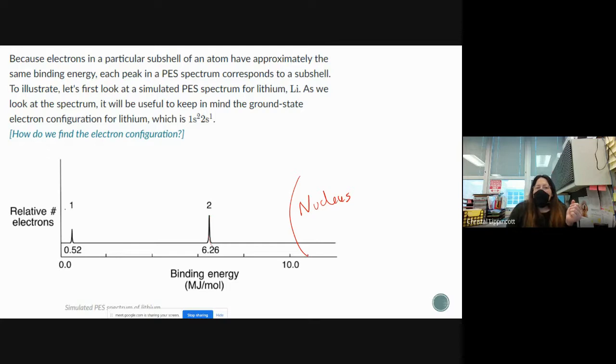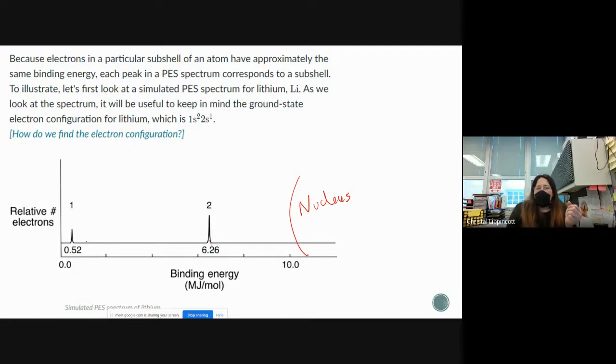And what you can do is count your electrons. If they didn't tell us that this was lithium, we could count our electrons and figure out what element this is. And that's exactly what these PES values do. They're trying to determine what elements are composing a particular sample.